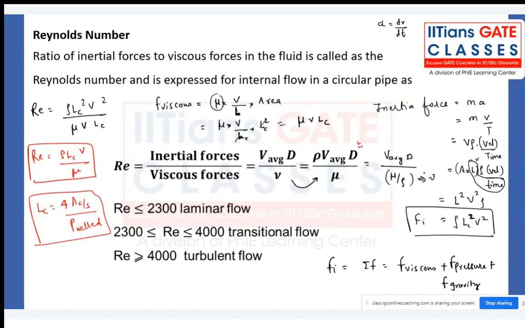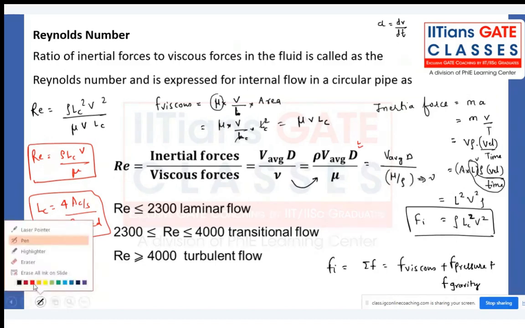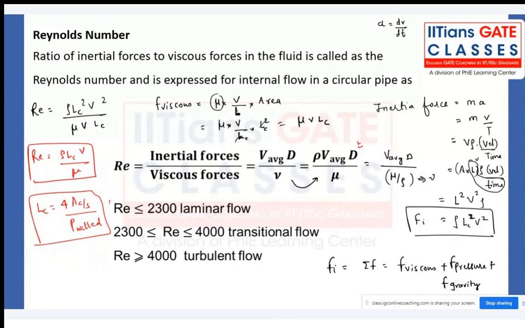For a circular flow, note down, when the Reynolds number is less than 2300, we say it's a laminar flow. When it is between 2300 and 4000, we say transitional flow, which is of no use for us. And when the Reynolds number is more than 4000, we say it's a turbulent flow.